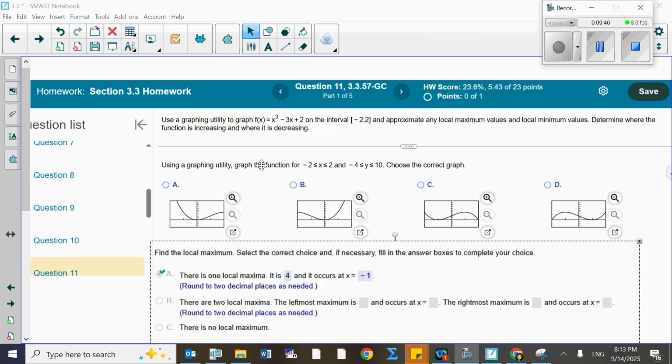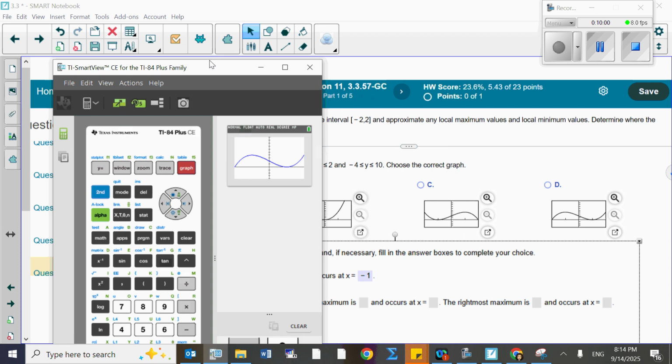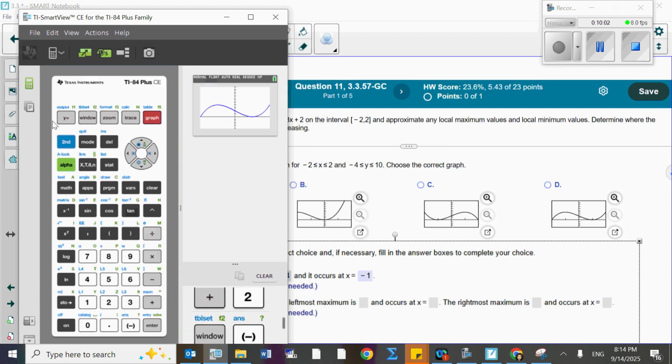Question number 11 is asking us to use a calculator and graph this given function over this interval and then answer some of the questions here. So I'm going to use my calculator. I'm going to press y equals and enter the function. I've already done that here. Now I need to make sure I have the right window. I'm going to use these values that are given.